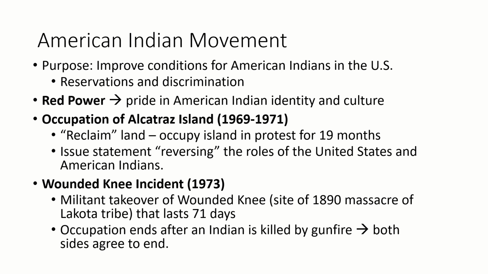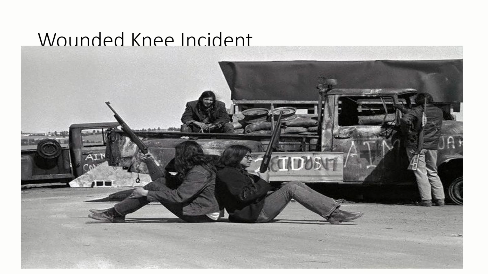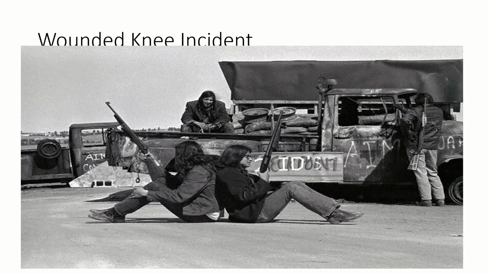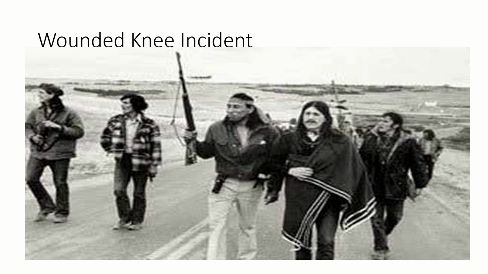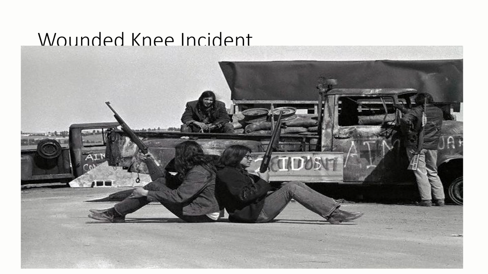First off, they're going to occupy Alcatraz, claiming that it was their land, and they issued a statement saying that they were in possession of Alcatraz and that the United States government were the aggressors. They also, in 1973, took a military takeover of Wounded Knee, a site of an 1890s massacre of their tribe. It's going to last 71 days. This is going to end up in an armed shootout in which a couple people are going to be killed. But ultimately, these people believe that this is what is necessary to try to take back what they have lost from the U.S. government.